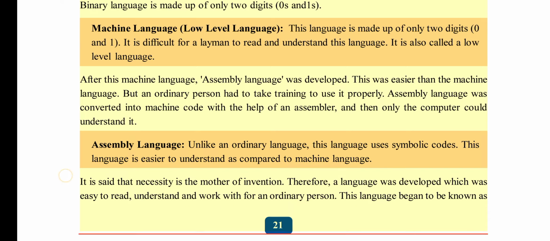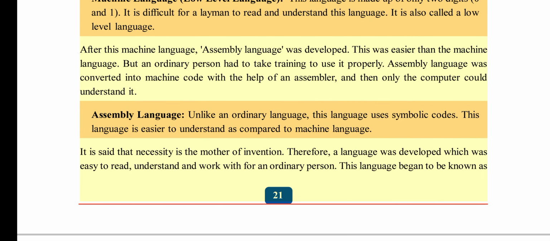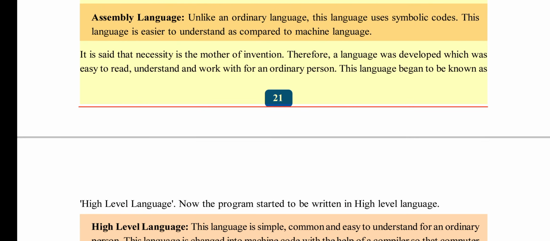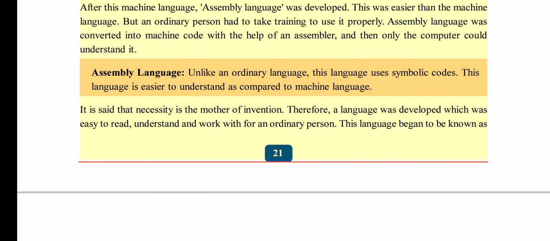Assembly language was converted into machine code with the help of an assembler, and then only the computer could understand it. Assembly language, unlike an ordinary language, uses symbolic codes. This language is easier to understand as compared to machine language.